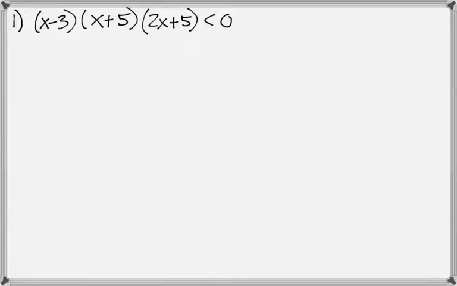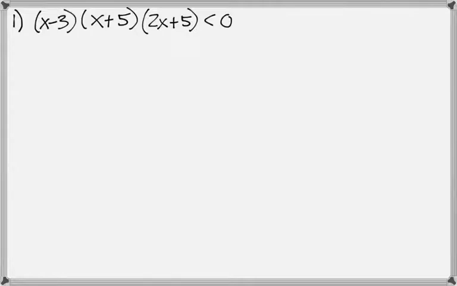Section 3.8 is on polynomial and rational inequalities. My directions say solve the inequality, show the number line, and express the answer in interval notation. So I'm looking for where this is less than 0, meaning where this is going to be negative.